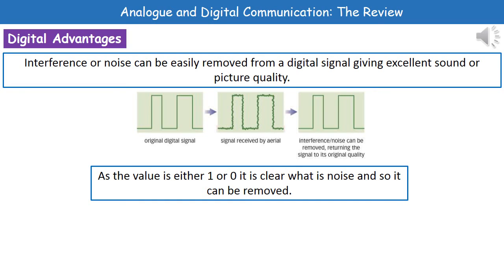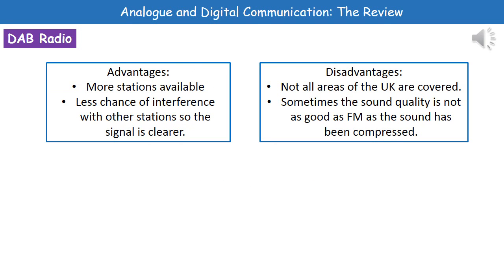I've given you the images there just to demonstrate that. We start with our original digital signal. We've then got some noise that's interrupting it, as you can see from the wavy lines in the middle there. But because obviously it's not the clear on or off signal, then we know that that isn't meant to be there. So we can remove the noise and then restore our original quality to our signal.